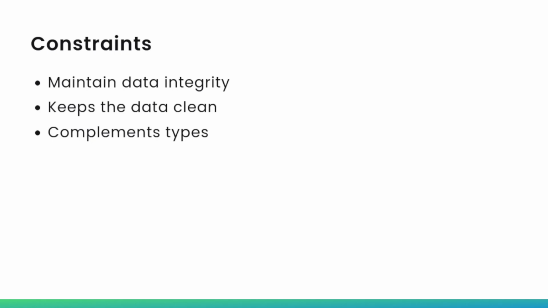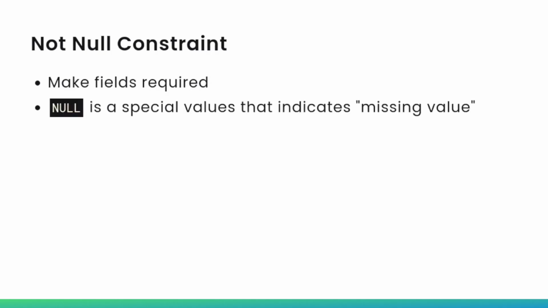So now let's talk about different types of constraints that Postgres offers us to maintain our data integrity. The first one is not null constraint. So null is a special type of value that indicates no value or missing value. So if we want to make something required, we can add a not null constraint, or in other words, not missing, okay?